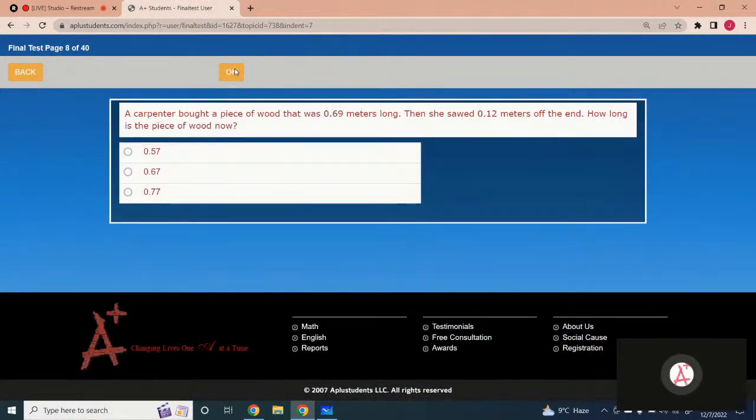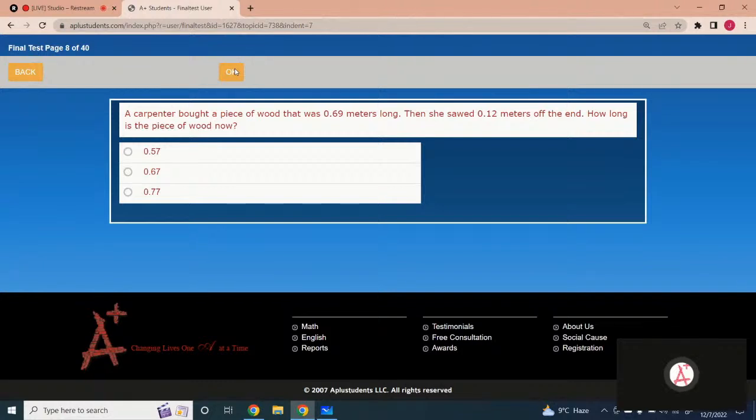Okay, a carpenter bought a piece of wood that was 0.69 meters long. Then she sawed 0.12 meter off the end. How long is the piece of wood now? So you have to subtract 0.12 out of 0.69. So which option is the correct one? Just subtract 0.12 out of 0.69.